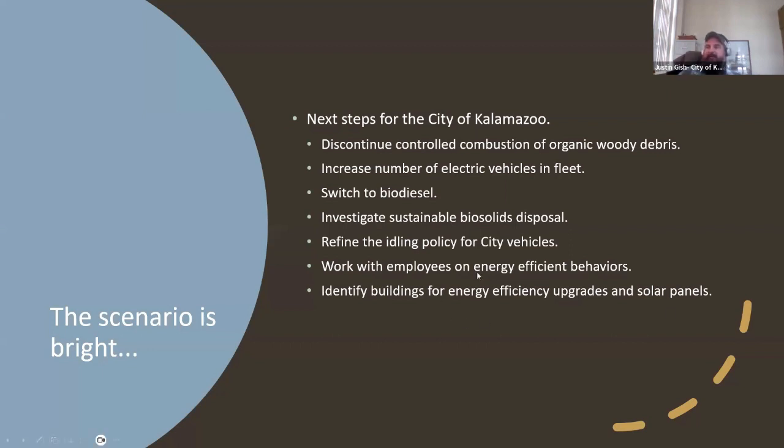we could decrease emissions that way. We're going to work on refining the idling policy for the city vehicles. Some vehicles have to idle, but not all do. Try to cut down on the gasoline use until we can get our electric fleet up there. Work with the employees on energy efficient behaviors. Again, it's just 12%, but working with folks in offices to understand the importance of collective action around lights and temperatures and things like that. And then using federal grants that are out there to identify buildings for energy efficiency upgrades and solar panels. So again, it's the built environment, trying to find ways to make it more efficient, use less energy, and produce our own renewable energy.